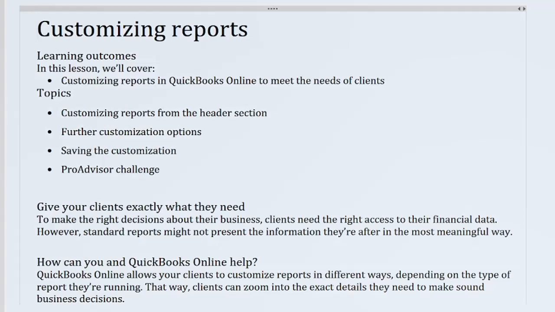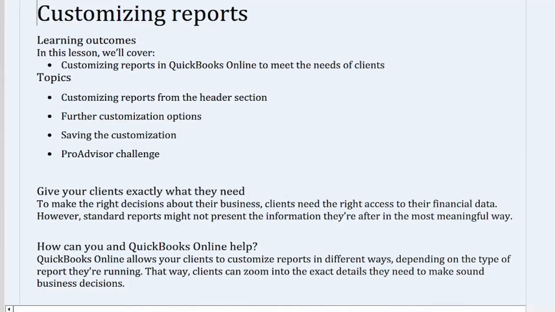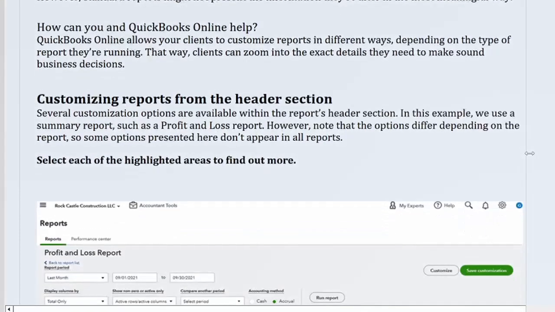To make the right decisions about their business, clients need the right access to their financial data. However, standard reports might not present the information they're after in the most meaningful way. How can you and QuickBooks Online help? QuickBooks Online allows your clients to customize reports in different ways, depending on the type of report they're running. That way, clients can zoom into the exact details they need to make sound business decisions.